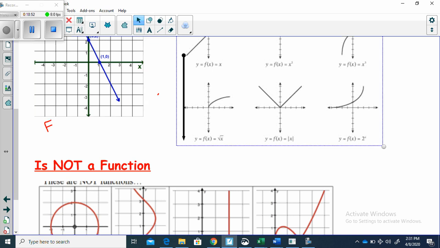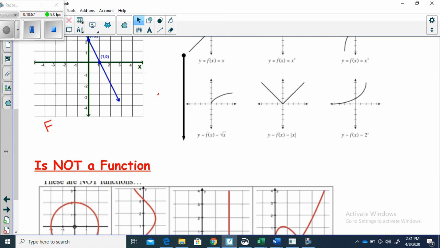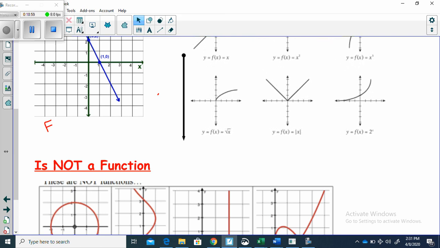Okay, we're going to try to grab our pencil and bring it with us. No, we don't want that. We don't want a pencil. Okay. Now we're going to be able to see if these are functions or not. Hold on, let's get it farther down.